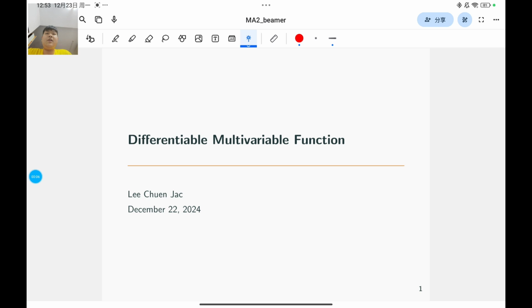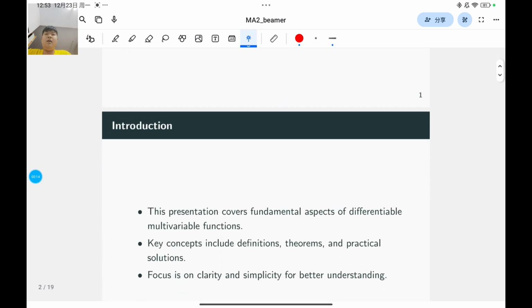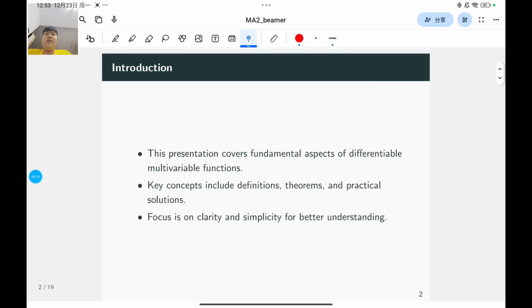Today I would like to share a topic from mathematical analysis, which is differentiable multivariable functions. Differentiability in multivariable functions is like what we learned for single variable functions, but now it works in more dimensions. A function is differentiable at a point if it has a flat plane, or we can call it a tangent plane, that touches it there and makes the function look most like the plane nearby.